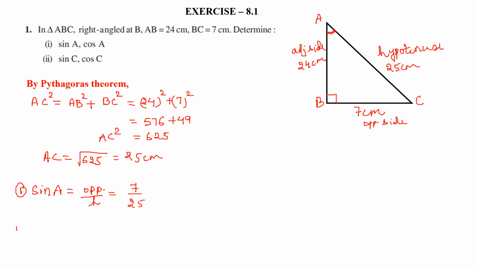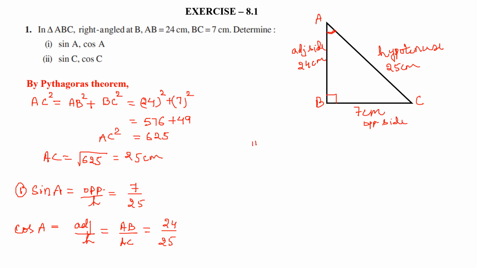Now the first question only, second part is cos A. Now cos A value is adjacent by hypotenuse. And what is adjacent over here? Adjacent is AB and hypotenuse is AC. Okay. So AB by AC means 24 by 25. So this is the answer for the first part.